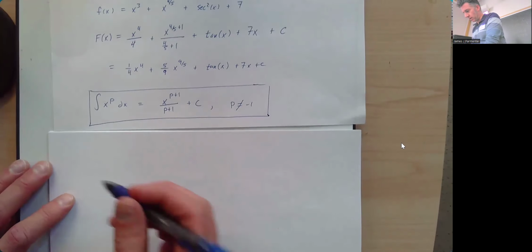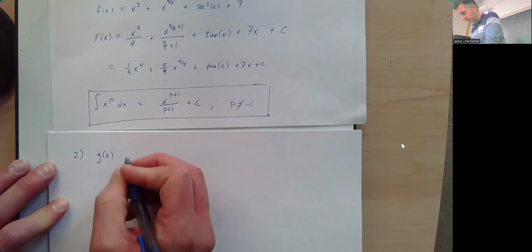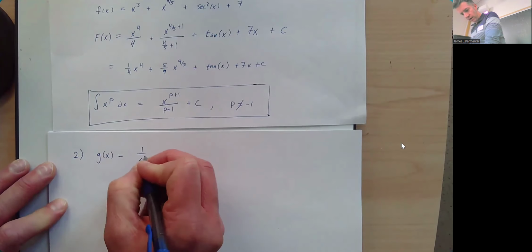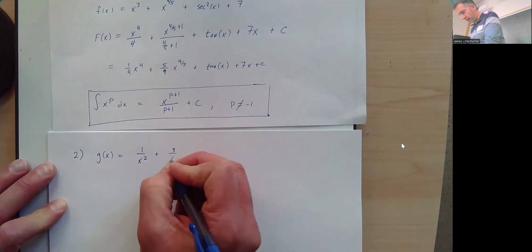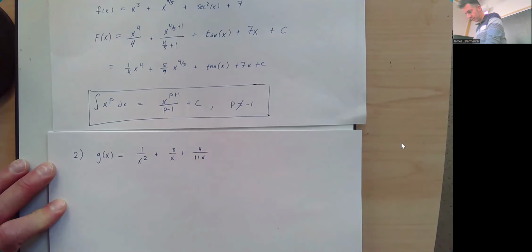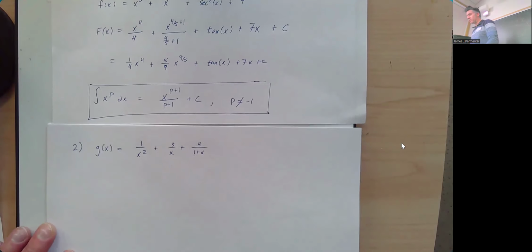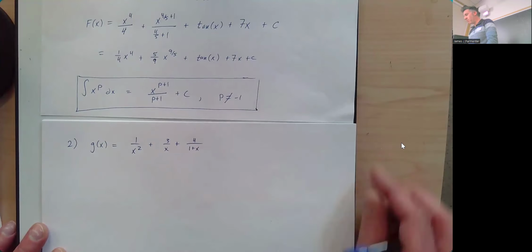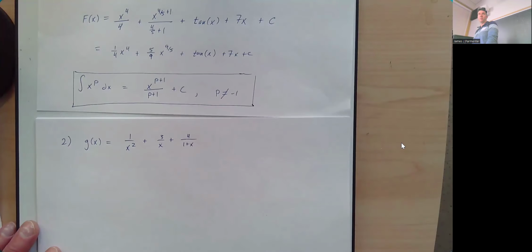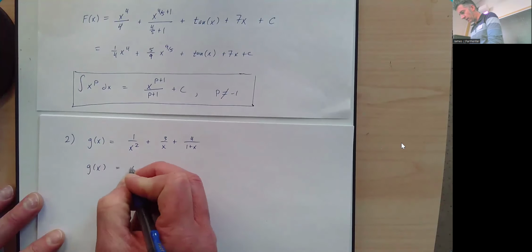So the next one is our function, let's call it little g of x, is 1 over x squared plus 3 over x plus 4 over 1 plus x. And this kind of brings up, I don't know, maybe an interesting conundrum in that most of the time I want to write something as x to a power. I mean, I don't want to write it as 1 over x squared. I actually want to rewrite this as x to the negative 2.